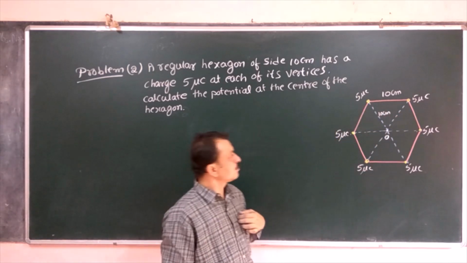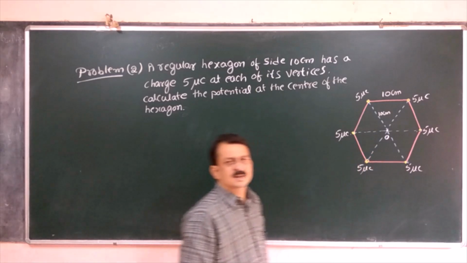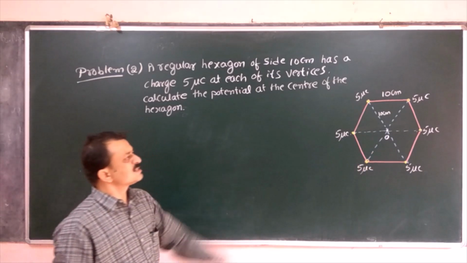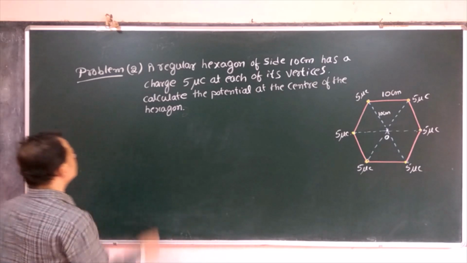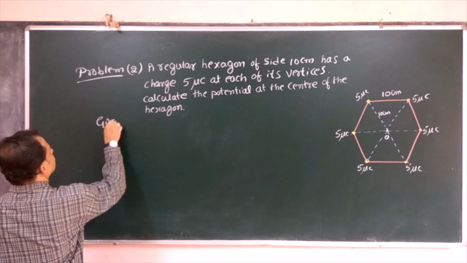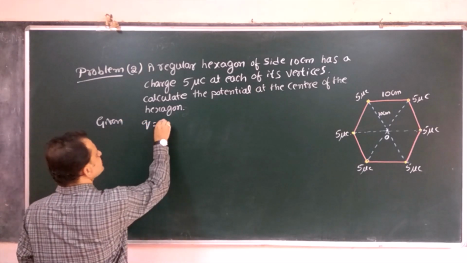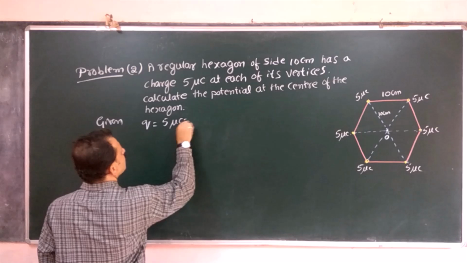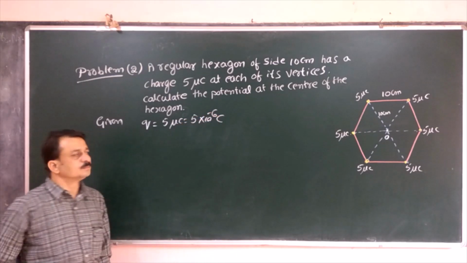Now based on that property, the distance of each vertex from the center O is 10 centimeter. Now we have to work out what is the potential. The given charge Q is 5 microcoulomb. Micro means 10 to the power of minus 6 coulomb.